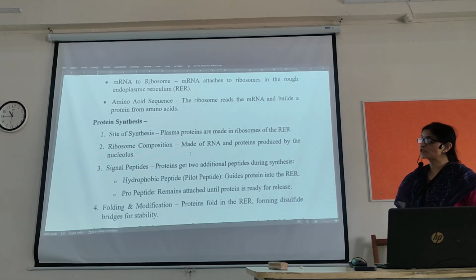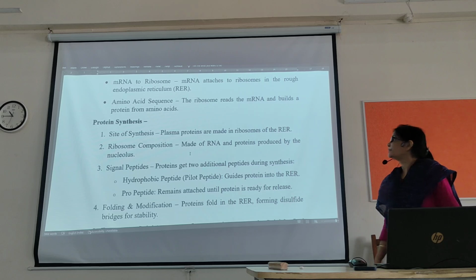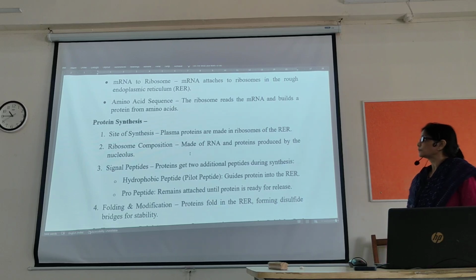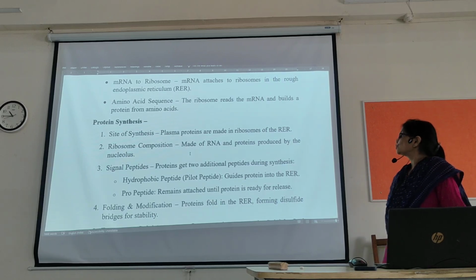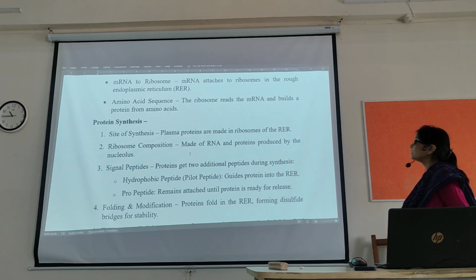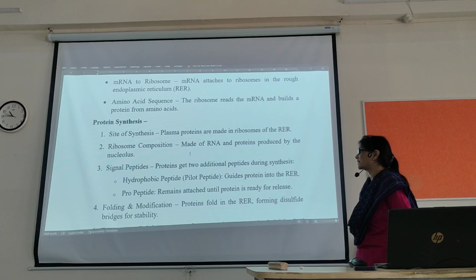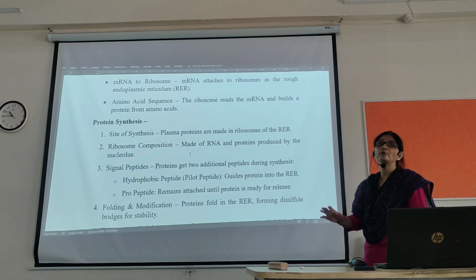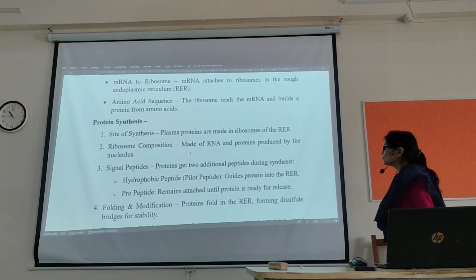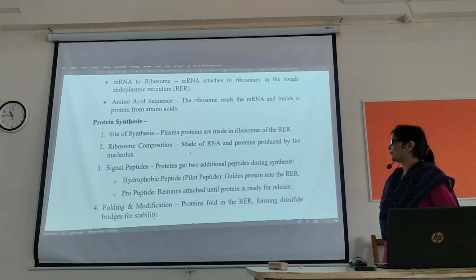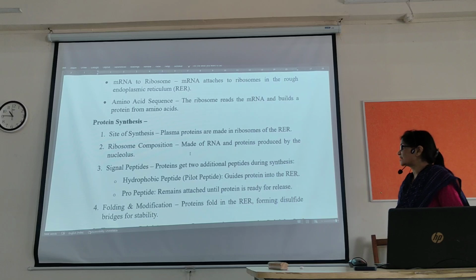Then ribosome composition is made of RNA and the proteins produced by the nucleus. Then signal peptides are there. Proteins get two additional peptides during the synthesis. Which of them? Those are hydrophobic peptides. Hydrophobic means they do not react with or do not attach to the water molecule. So it guides the protein into the RER. Then propeptide is there, which remains attached until the protein is ready for release.